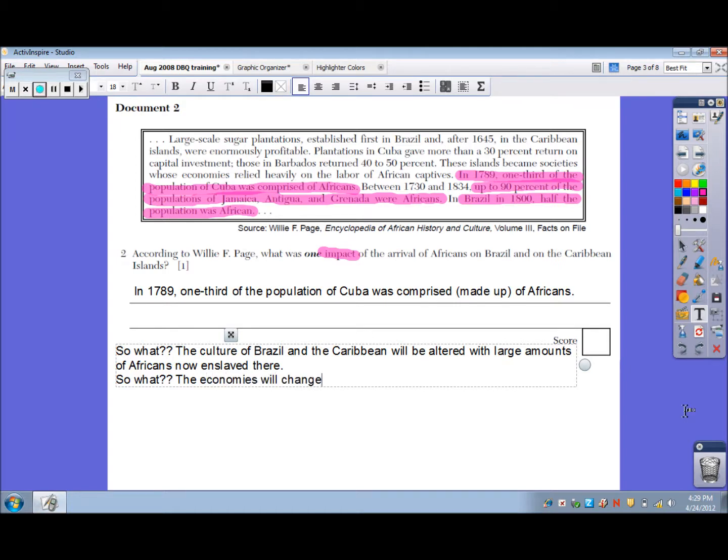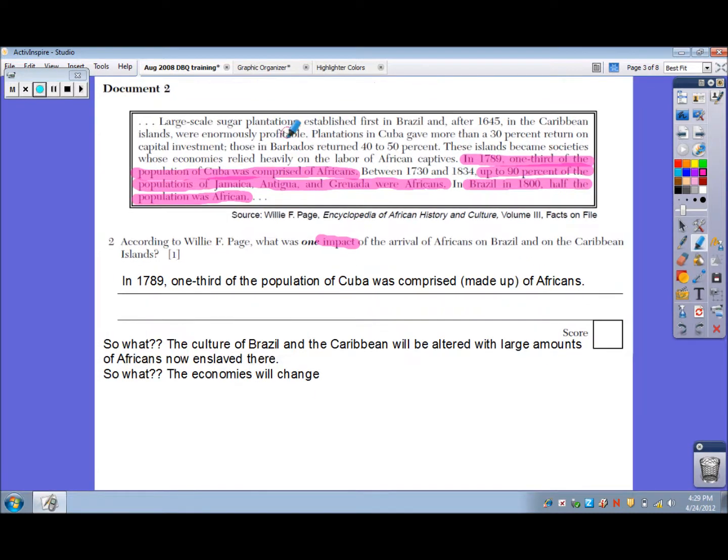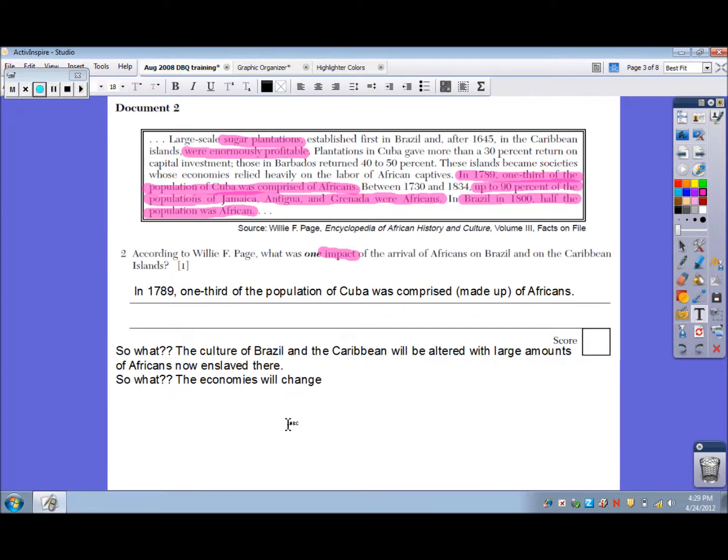In fact, if we go back to the document, they give you some stats on that. Okay, the plantations, the sugar plantations, were enormously profitable. So who's going to make money from this? Who's going to make money from slavery? Think about that for a minute.